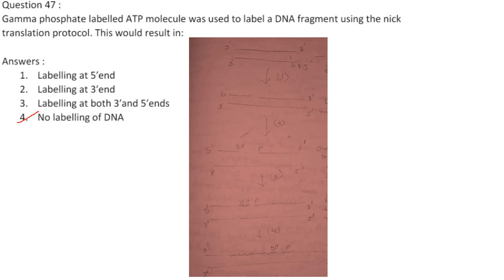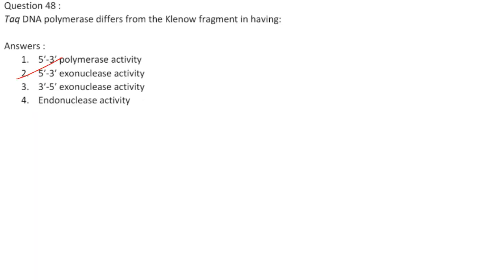Because it is to the alpha phosphate group of an incoming nucleotide triphosphate that the 3' OH group attacks. So, in the question, they have labeled the gamma phosphate. So, naturally, no labeling of the DNA will occur. Then next one, Taq DNA polymerase differs from Klenow fragment in having 5' to 3' exonuclease activity. Option 2.